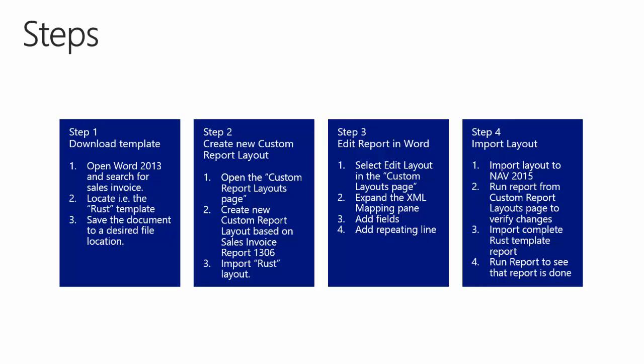Step number 4, import layout. So we have modified our report in Word, so it's time to import it back into NAV and see our changes. When we have verified this, we will import a completed invoice report based on the Rust template to see that this is also a possibility.